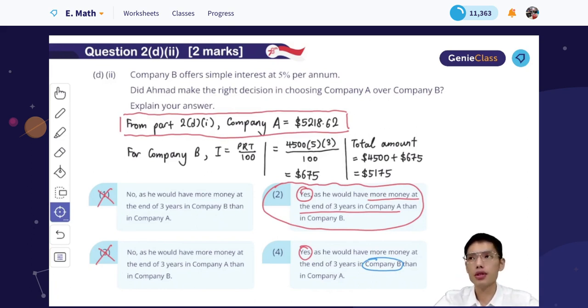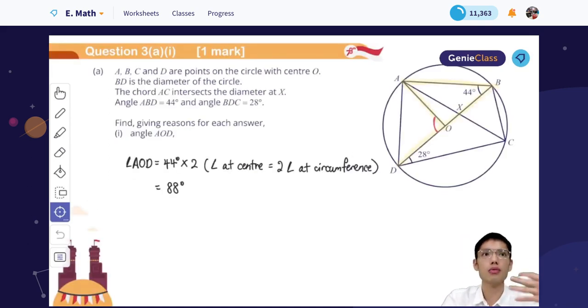So you realize question 1 focuses on algebra, question 2 more on the money side. Question 3, we are going a little bit more geometric, and firstly, what's the technique here? Look at the amount of marks. The amount of marks will tell you the amount of properties that you need to use.